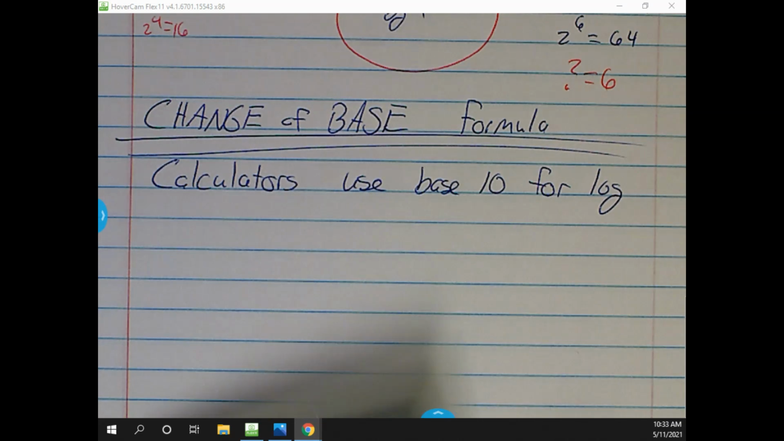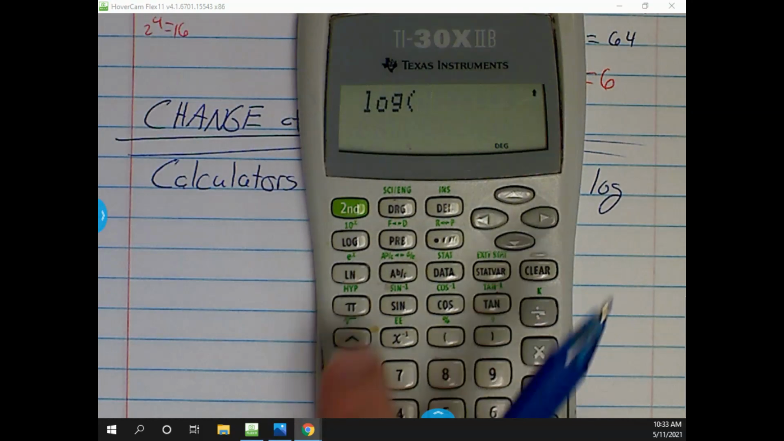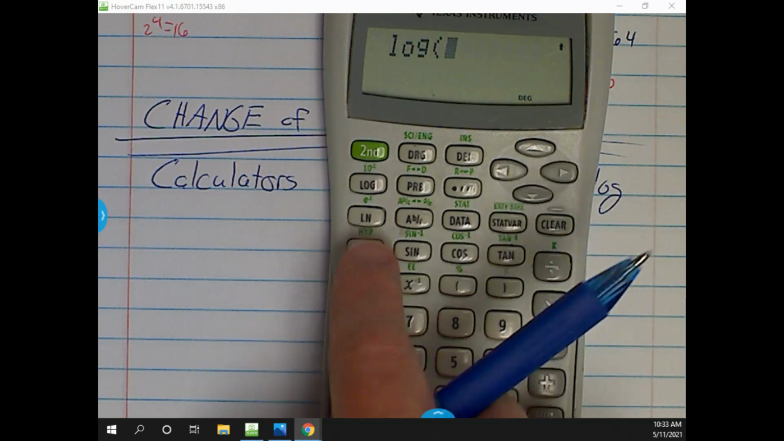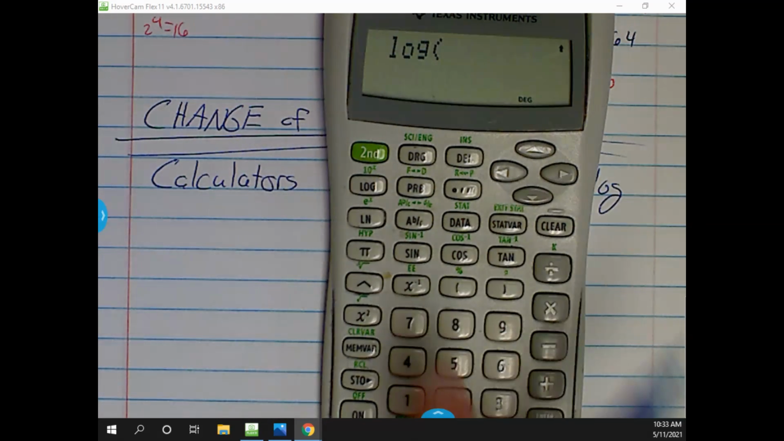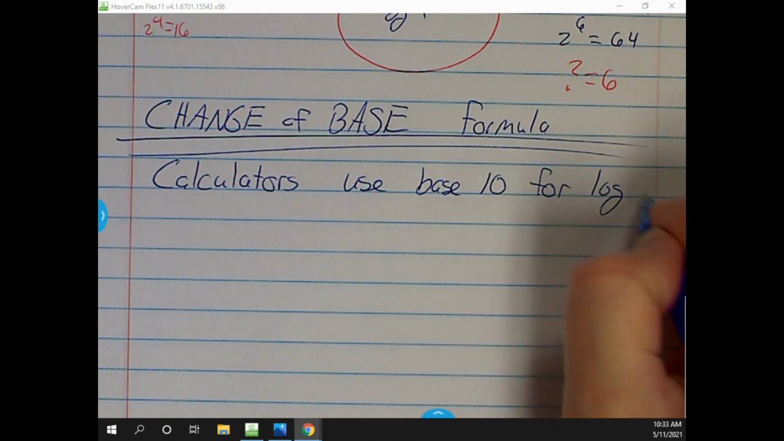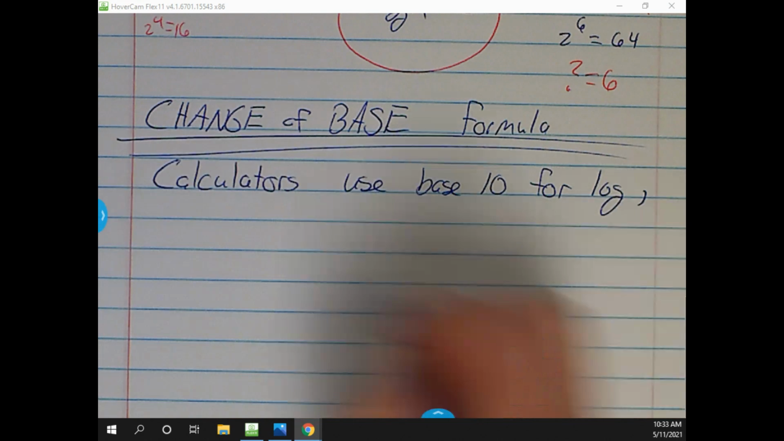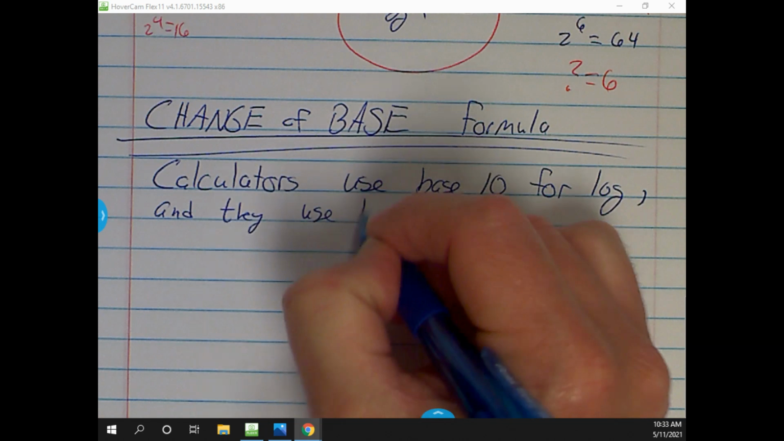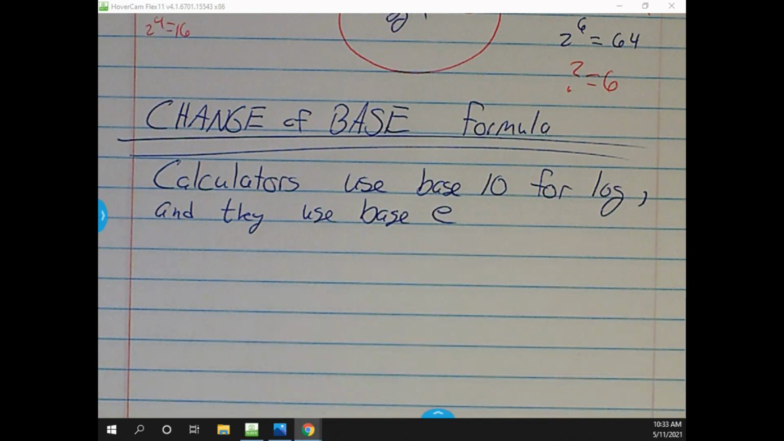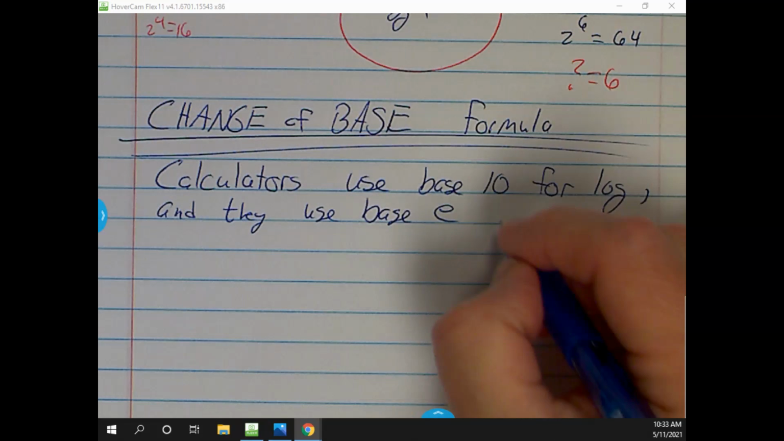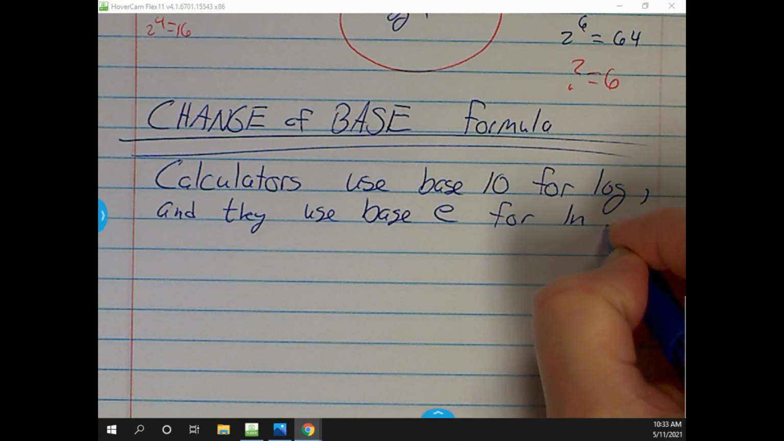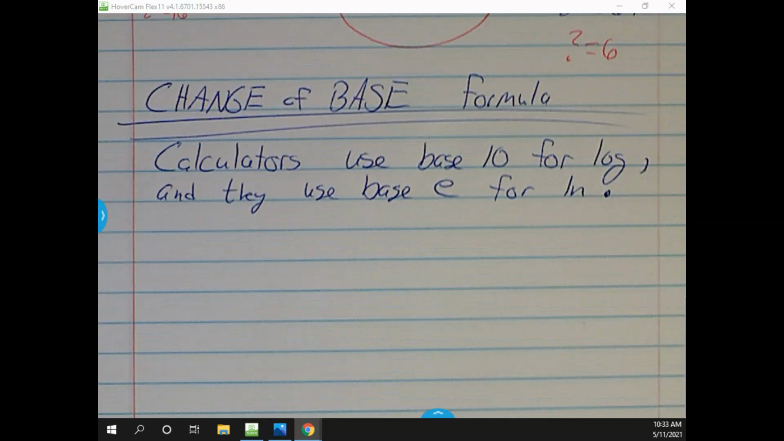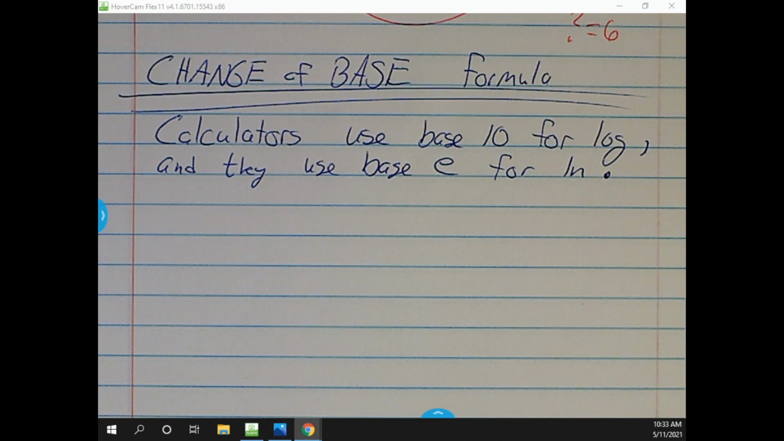Now, there's also a button, and we'll talk about this more the next couple of days. Right below this, there's an LN button that also goes with log. It's almost like a brother or sister to log, really. And we're going to talk about that more in the next couple of days. And they use base E, and people are like, what's E? We'll talk about that again in the next couple of days for LN. That's automatically programming the calculators. That's two things that calculators have that don't change. Every calculator is based the same way.